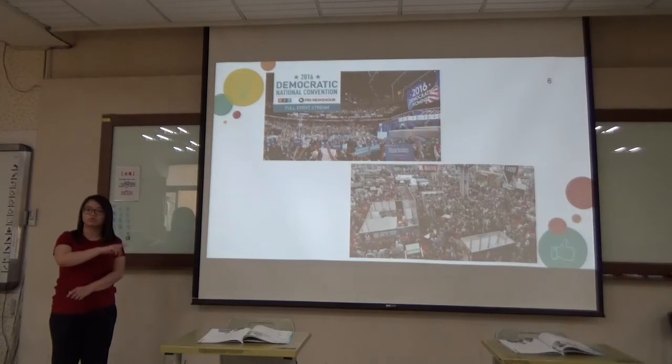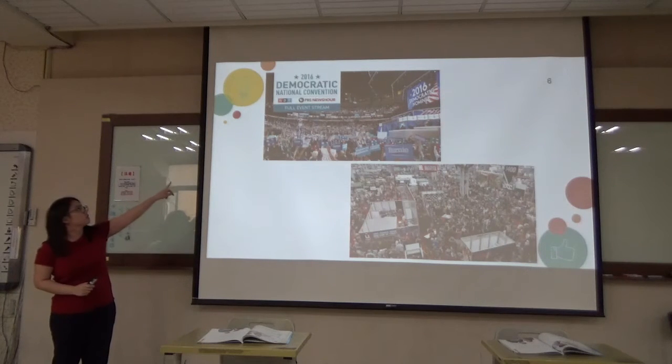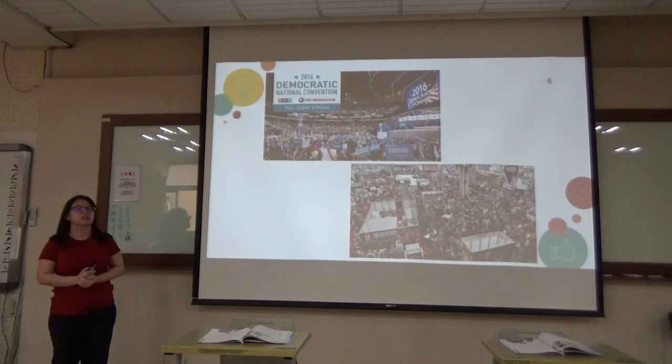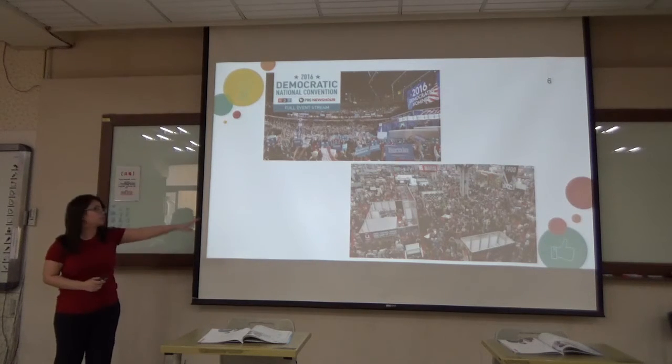Now these two pictures are examples of a convention. The one above is a Democratic convention in the States in 2016. It is a political convention. And the one below will be a comic convention. Okay? And I'll tell you what is a Comic-Con after this.